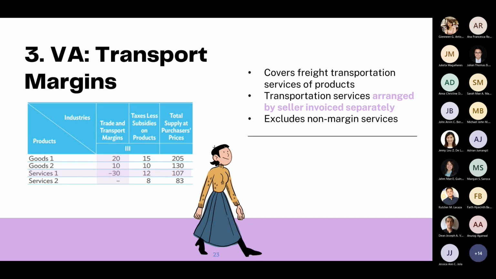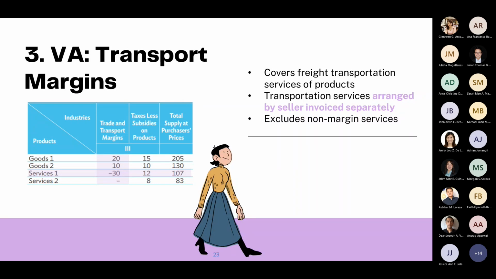So if, on the other hand, transportation was arranged by the purchaser and directly paid for by the purchaser, the margins from this will not be included in our transport margins column. So it only occurs when transport services are separately invoiced, meaning there's an explicit charge for the transportation services.